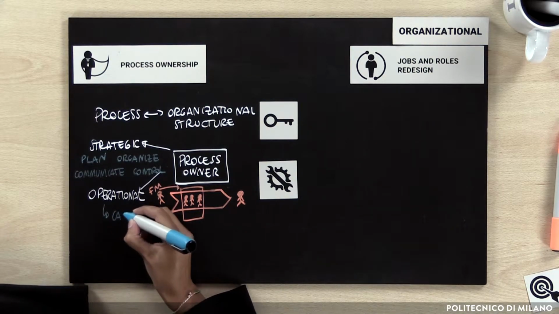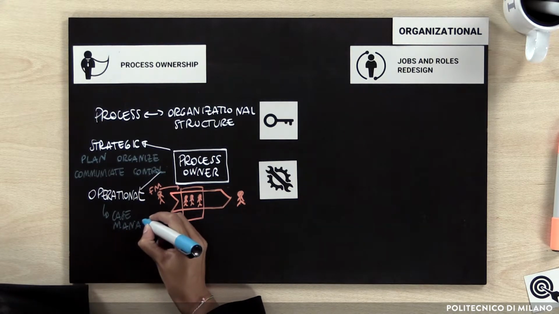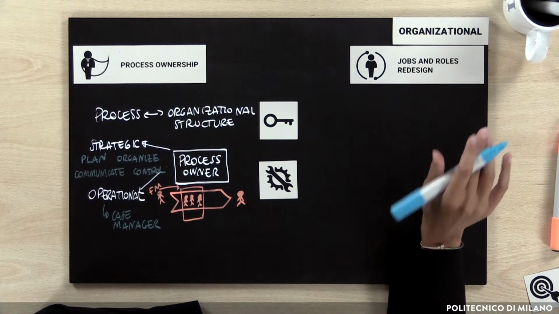Using the previous example about the automotive company, the operational process owner is the one responsible for the development of a specific new car model. We can have two different types of operational process owner. The case manager is responsible of answering to the needs of a single customer, solving problems when needed and taking charge of the requests of the customer.